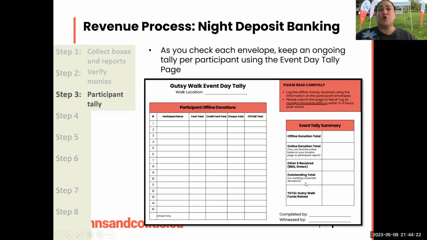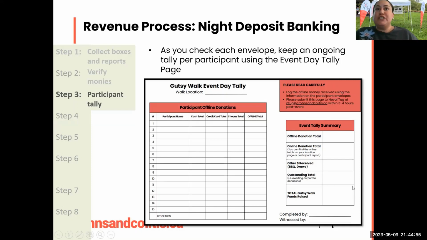For the outstanding total, I recommend that you use that only if you are expecting a big amount. For example, you are expecting a matching gift from one company, say $2,000, and you want it to be reflected. But if a participant said, I'm going to receive $20 later, you don't need to enter those kinds of things. Just enter the amounts that you know are coming and you want reflected in the total.